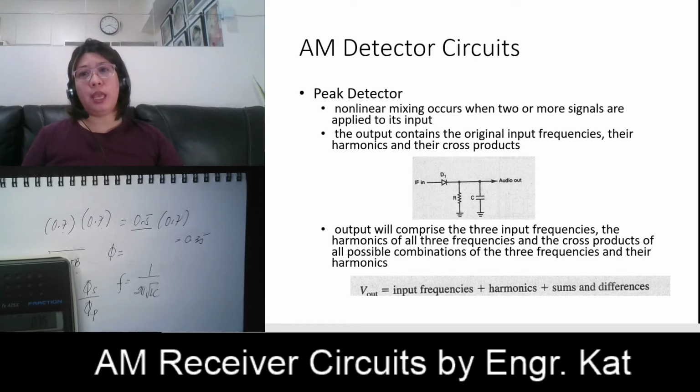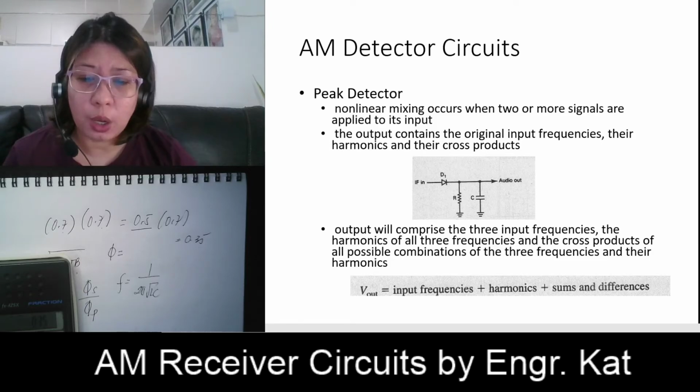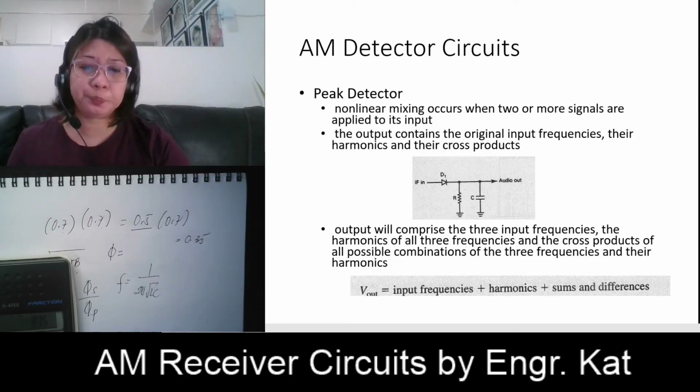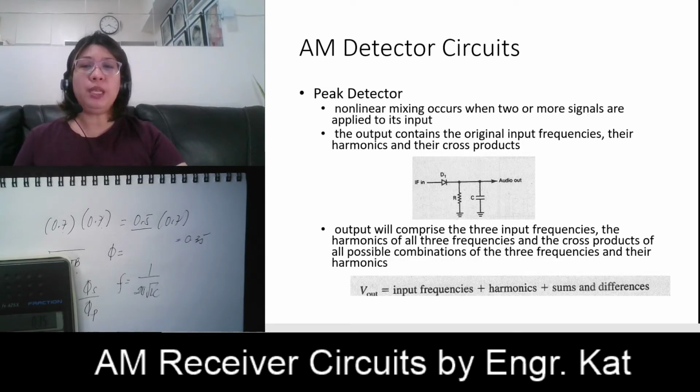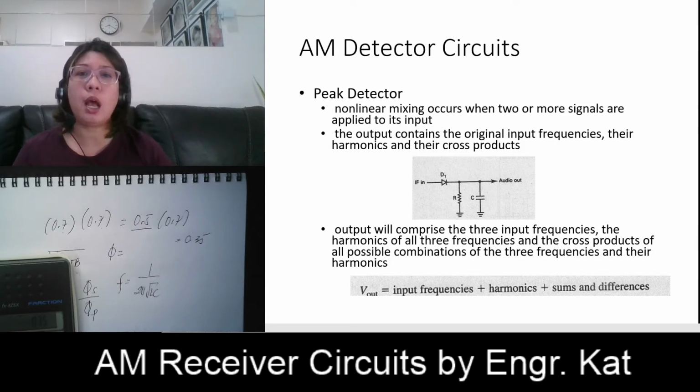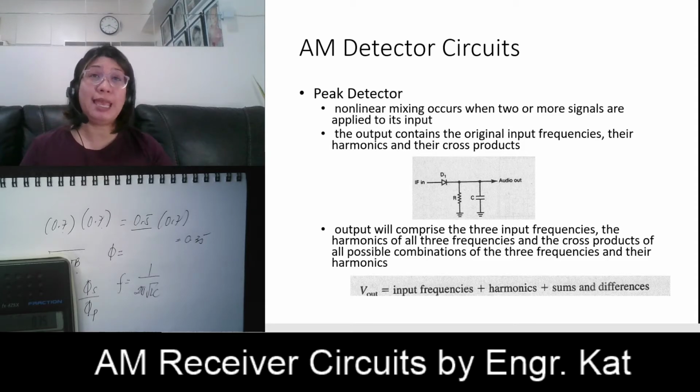So we have here an example of an AM detector circuit. Okay, so we call this your peak detector. This is a nonlinear mixing, okay? So a nonlinear mixing occurs when two or more signals are applied to its input. Again, this is a simple non-coherent AM demodulator, and it is just like your modulator circuit because it has two inputs.